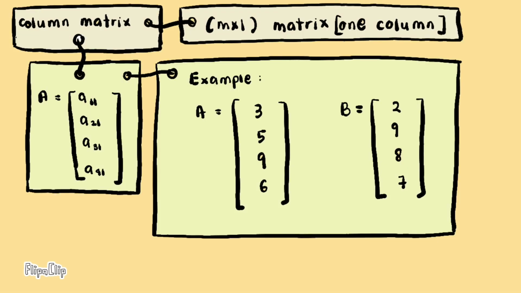Secondly is the column matrix. A column matrix is an m times 1 matrix. From the example below, we can see that the matrix has only one column.